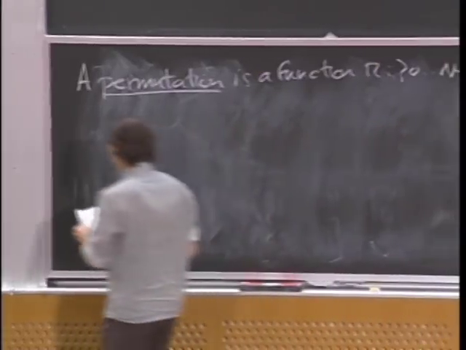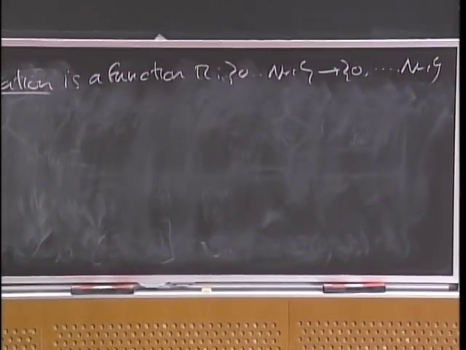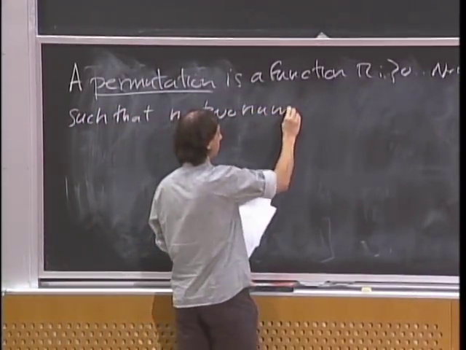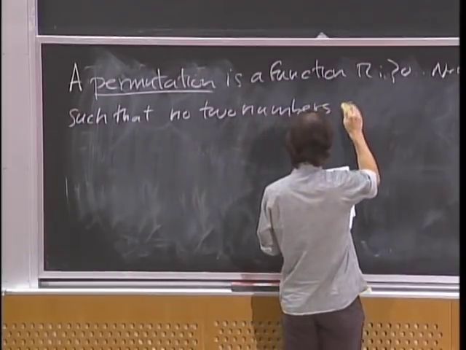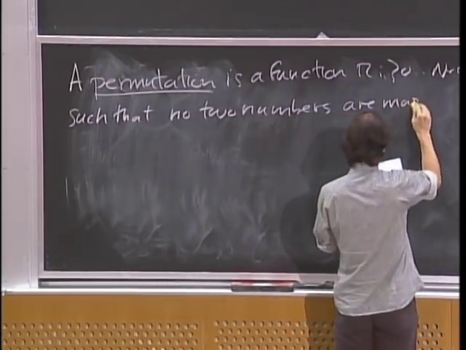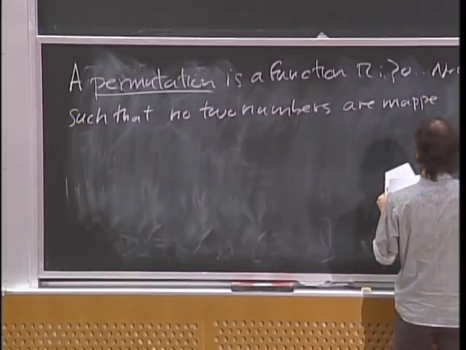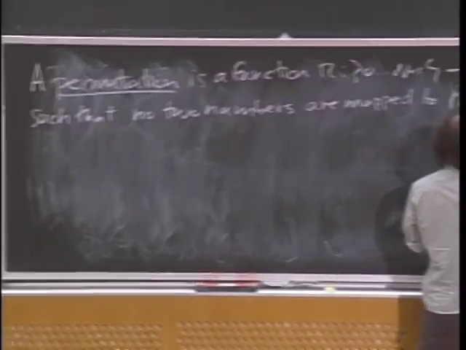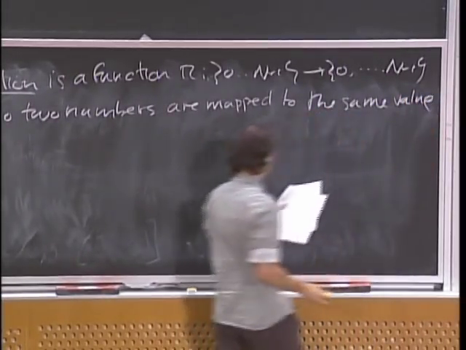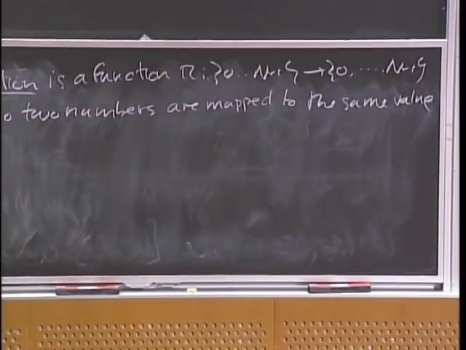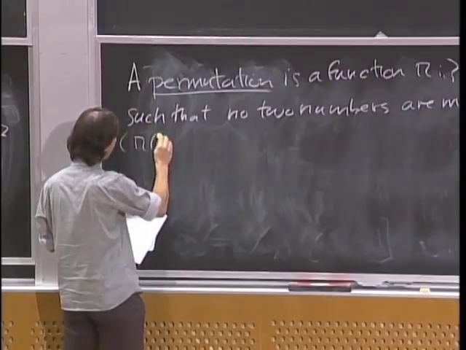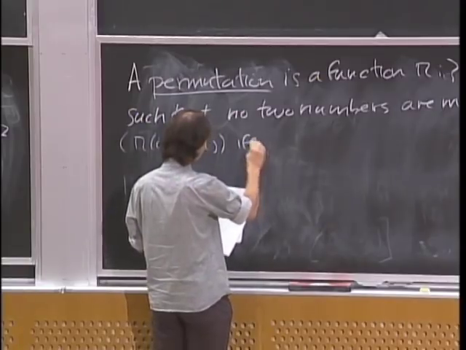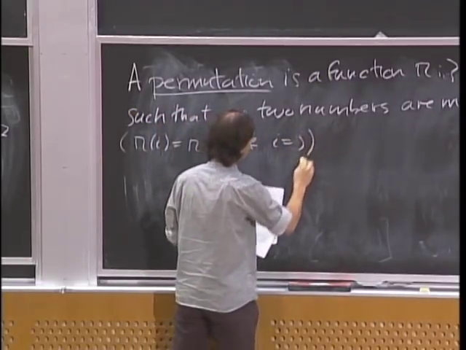And it is such that no two numbers are mapped to the same value. So what we really want, to put it in mathematics, is that pi of i is equal to pi of j if and only if i is equal to j.